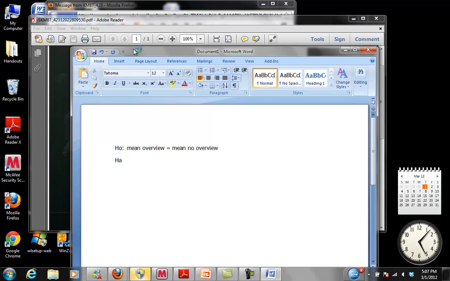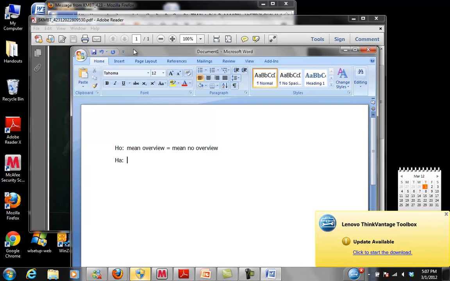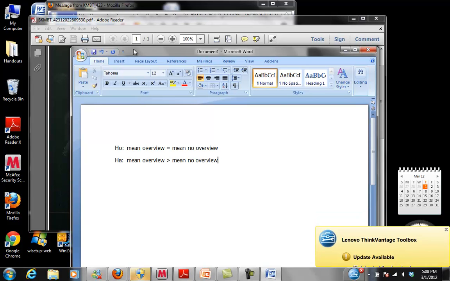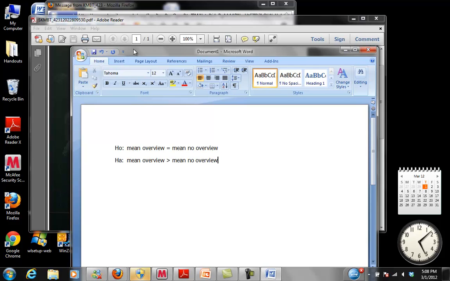So let's write our alternative. We're wondering if the overview increases test scores. In other words, we want to figure out if the mean of the overview is greater than the mean of the no overview. And that's our alternative. So in other words, mu1 is greater than mu2. Or, if you write it with the 0 thing, you would write mu1 minus mu2 is greater than 0. Alright, so now our null and our alternative hypothesis are written.